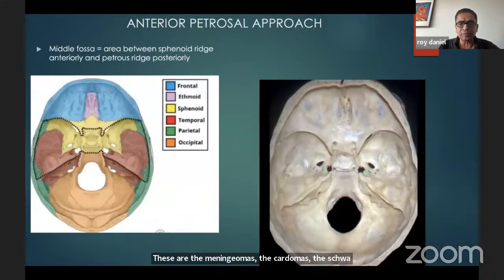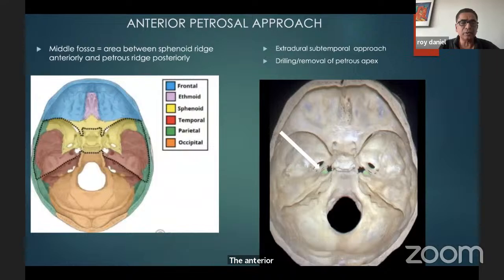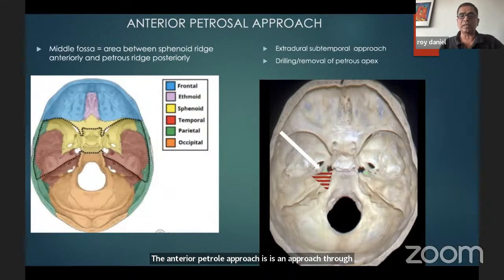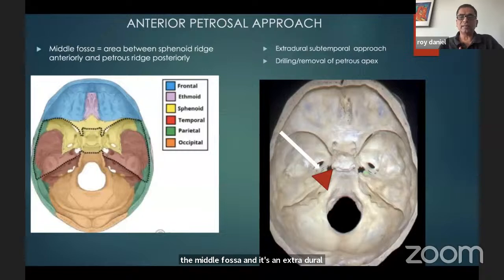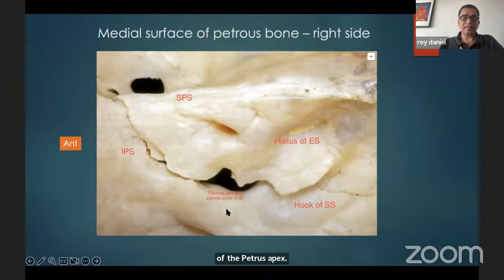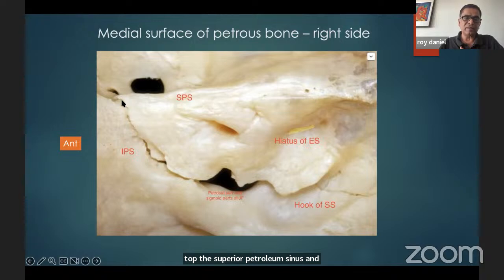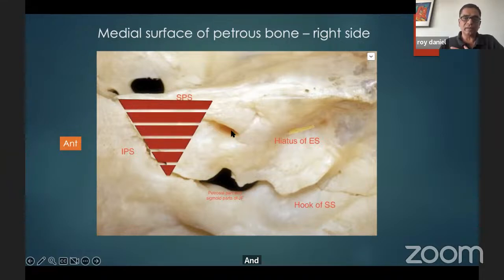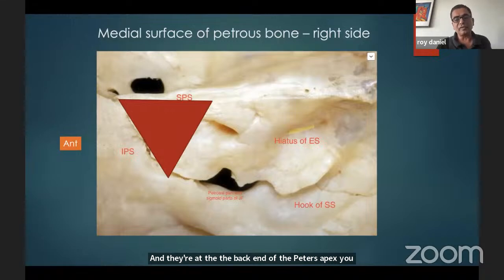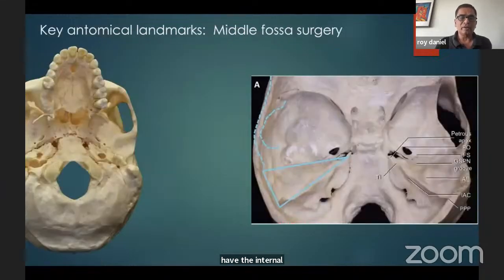The anterior petrosal approach is an approach through the middle fossa. It's an extradural subtemporal approach, and it involves the drilling and removal of the petrous apex. The anatomy can be best appreciated from the medial surface of the petrous bone, where you can see on top the superior petrosal sinus, and then the inferior petrosal sinus forming an angle at the confluence. At the back end of the petrous apex you have the internal auditory meatus, and that's the area of bone that we need to remove to reach that point.